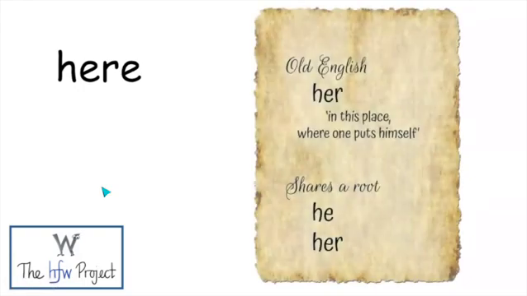When we look at the word here, when we go back in time into the Old English, we see her. Now, this is not the same as how we use the word her now. We're not talking about a female as a pronoun. In Old English time, we were talking about this place where one puts himself. So the meaning has stayed the same. That same Old English root of her is connected to the words he and her as we use now. But at this time, when people are saying her, they're talking about this place as opposed to a girl. Notice similarities here in spelling.